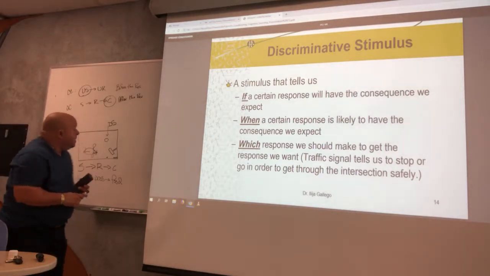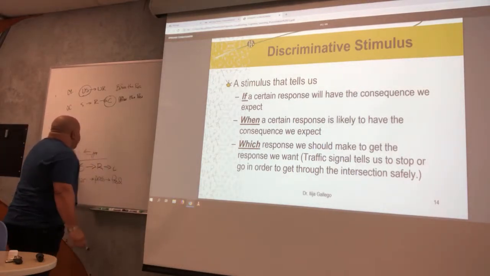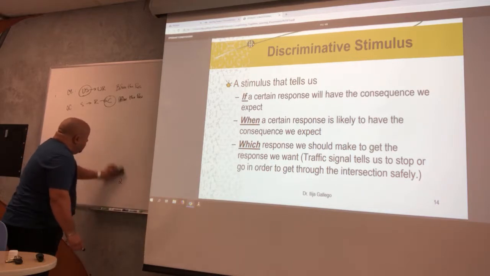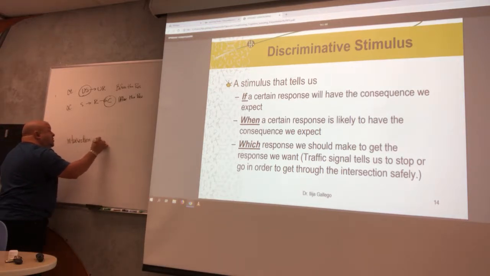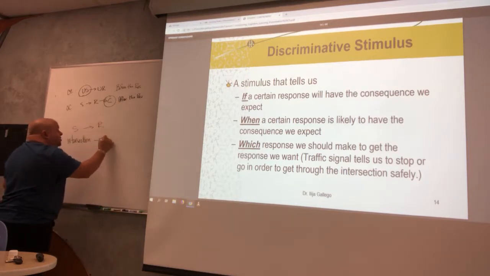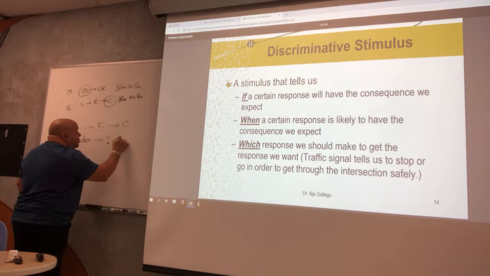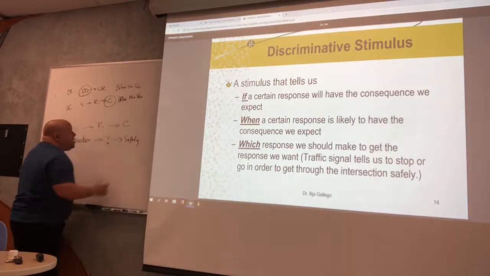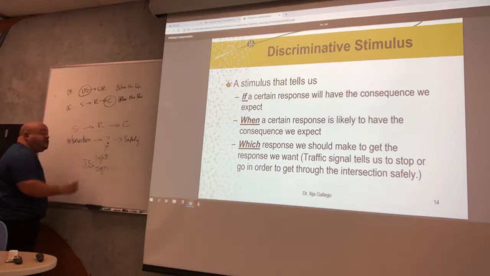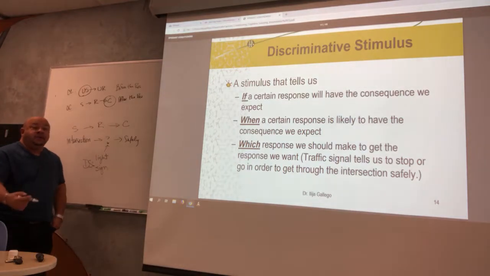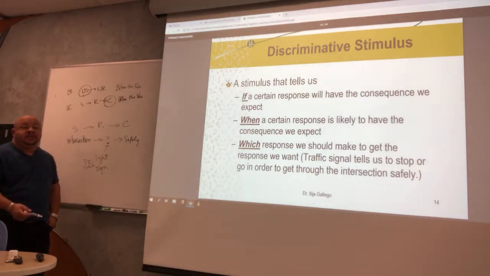Here's another example. Let's say that you are at an intersection. So you're driving and you come to an intersection, and so that's your stimulus. Now your response, you don't know what you should do at that light. Your consequence, what you want, is to get through there safely. The light, or the sign, stop or yield or whatever, is the discriminative stimulus that tells you which response should I make. Should I go? Should I stop? Should I yield? Which is the one that's going to get me through the intersection safely?